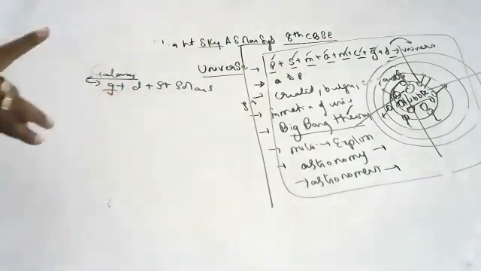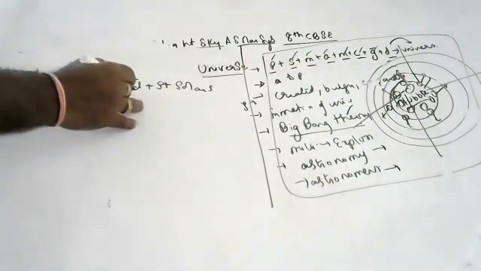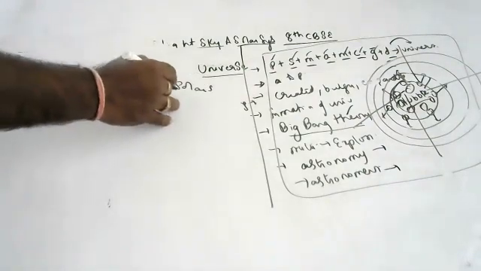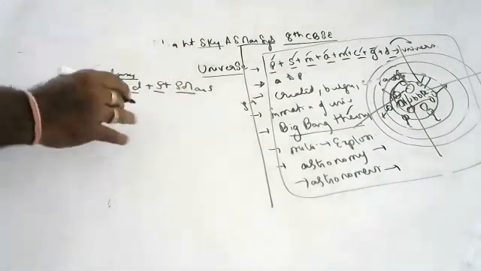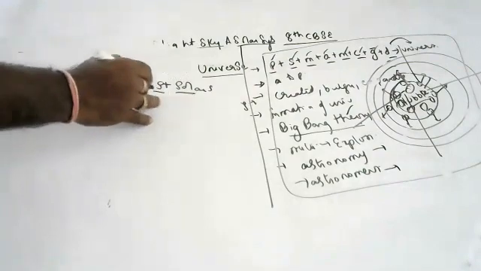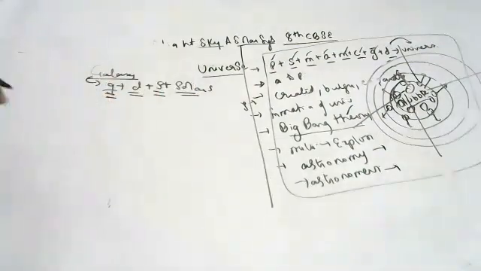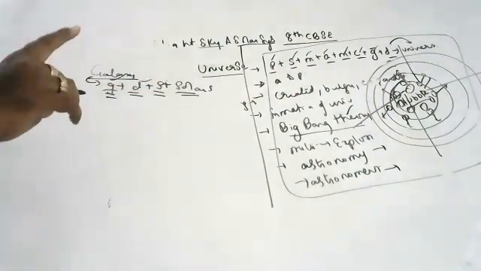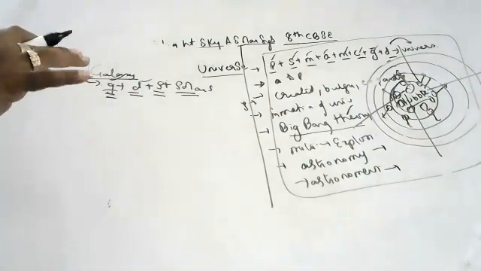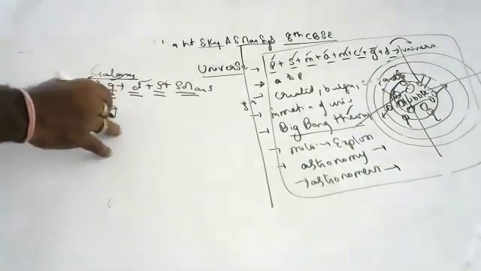A galaxy is a collection of gas, dust, billions of stars and solar systems. Galaxy is a collection of all these things, children. The force that holds a galaxy together is gravitational force.